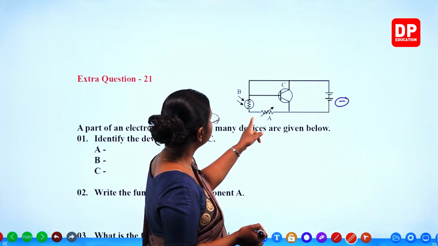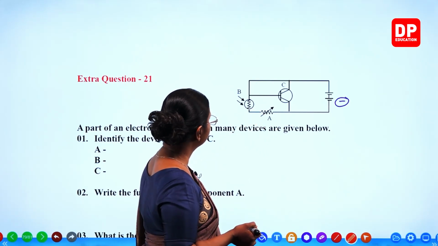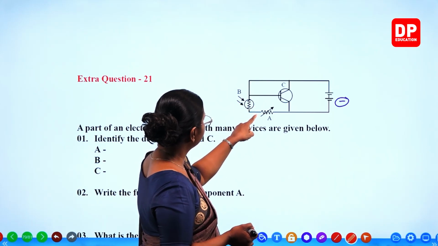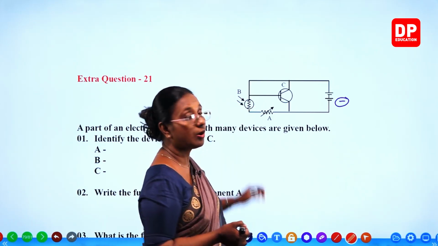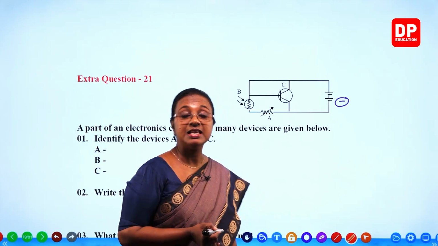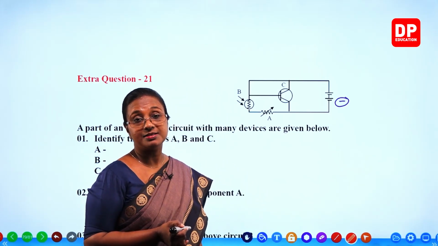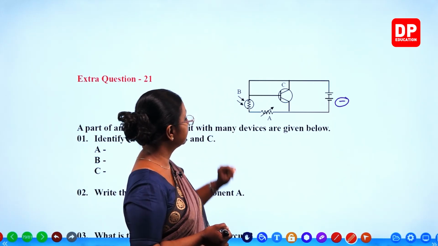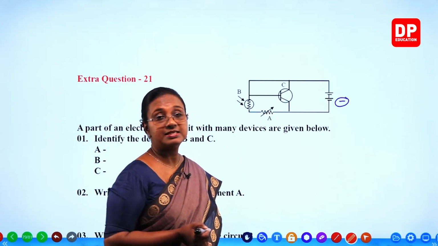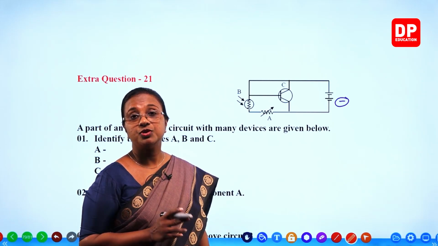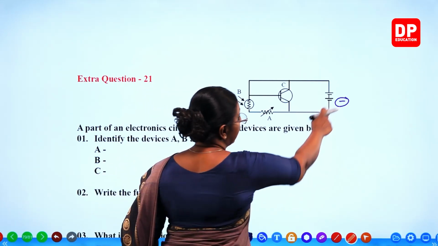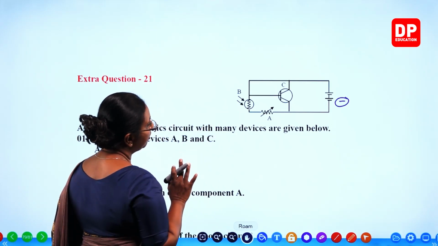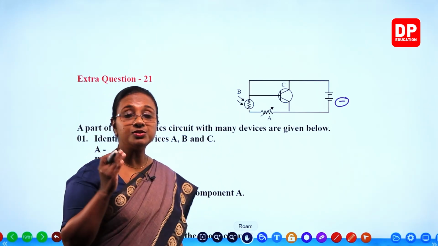Then here you can see component A is a variable resistor and component B from the symbol, you know it is a resistor, but the arrowheads pointing towards the resistor means it is a light dependent resistor, LDR. So A is a variable resistor, B is an LDR and C is a transistor. So you all can understand that, and the dry cells there. So here from the circuit you can also recall.